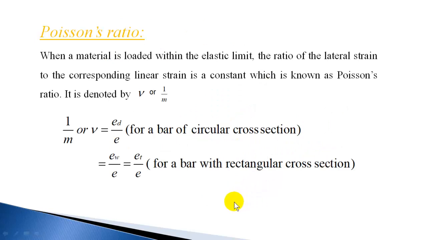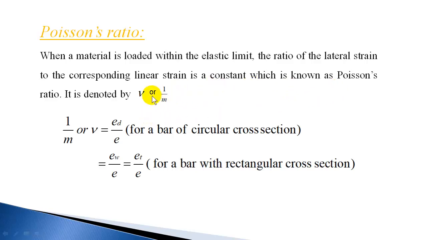Now Poisson's ratio is the ratio of lateral strain to the linear strain within the elastic limit. The ratio of lateral strain to the linear strain of a material when it is loaded within the elastic limit is known as Poisson's ratio. When a material is loaded within the elastic limit, the ratio of lateral strain to the linear strain is going to be a constant, and it is known as Poisson's ratio.